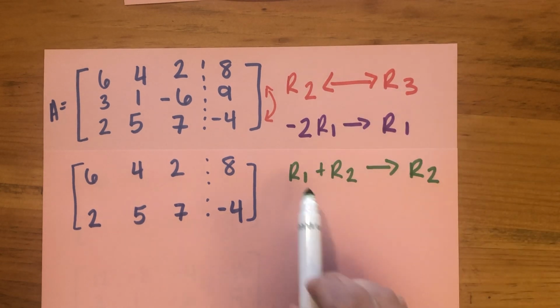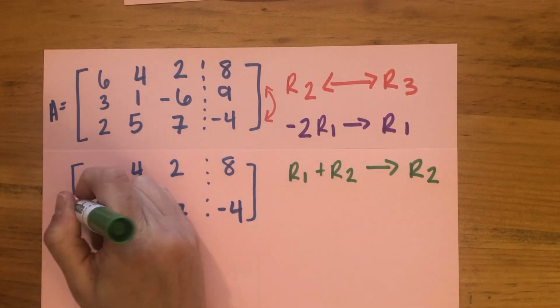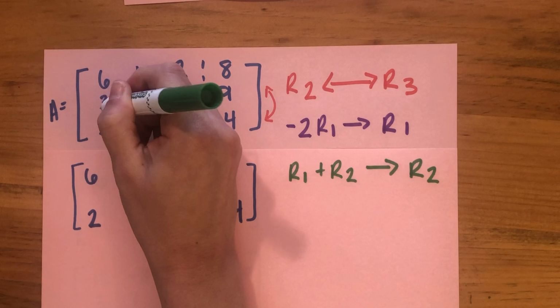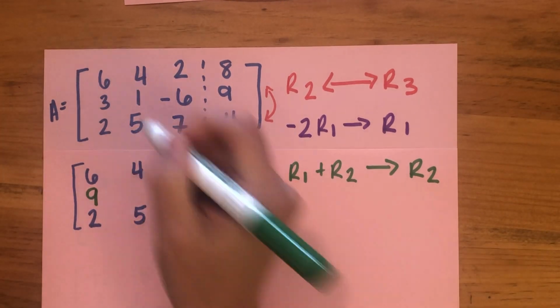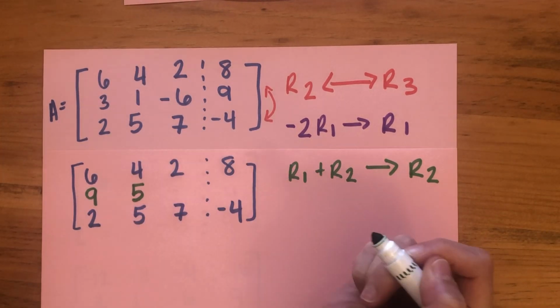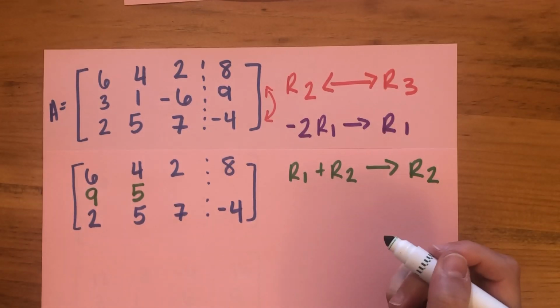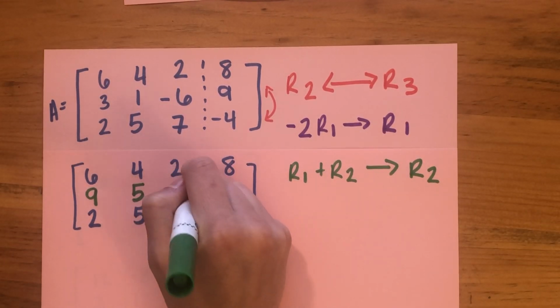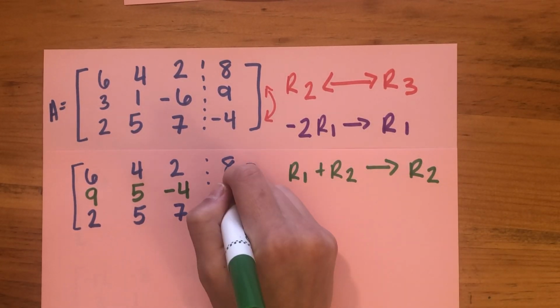Now all we have to do is add row 1 and row 2 together, and we'll put it in this middle. So 6 plus 3, 9. 4 plus 1, 5. 2 and -6, -4. 8 and 9, 17.